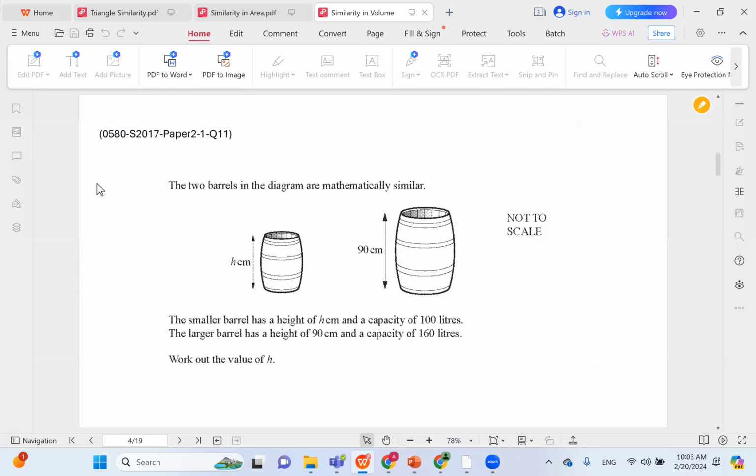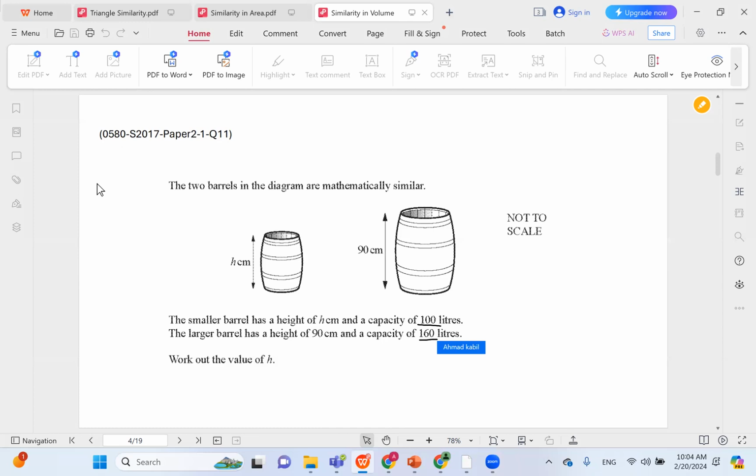Two barrels in the diagram are mathematically similar. We have H and 90 for the heights, and we have a capacity of 100 liters and 160 liters. So capacity is another term for volume. Whenever we see the word capacity, this is the same as volume, and liters is another way of measuring the volume of an object. Now, you might consider converting from liters to centimeters cubed, but this won't really be necessary since we're interested in a ratio anyway. So we don't really need to make the conversion here. We can just use the volume as given without any conversion.